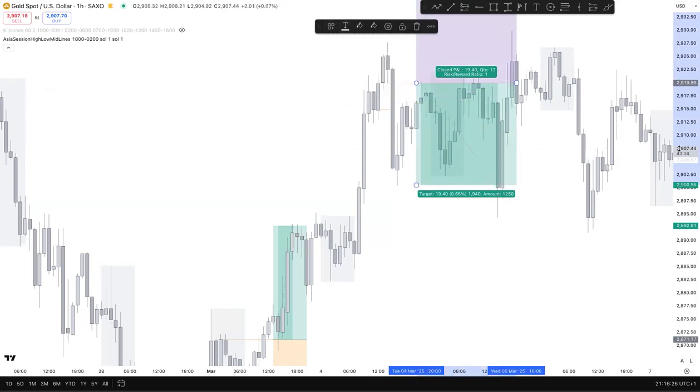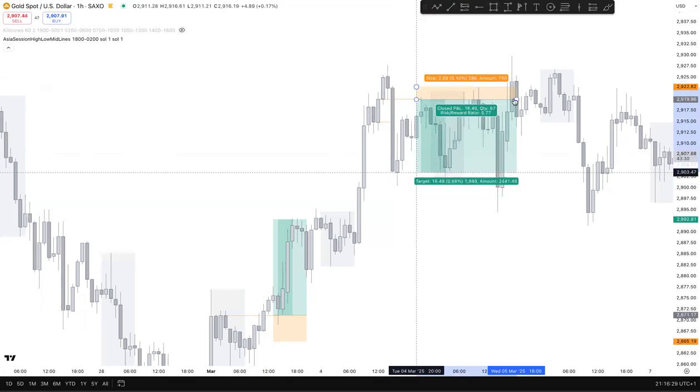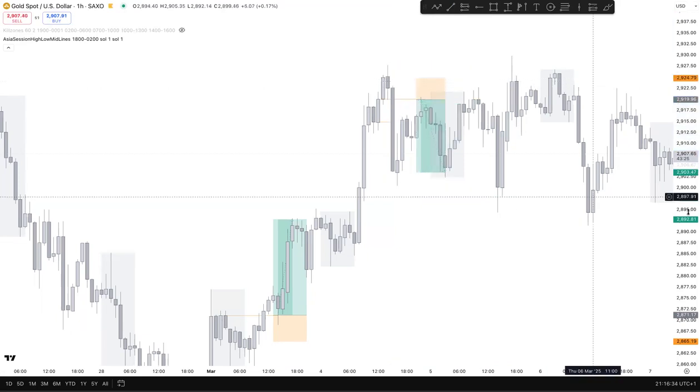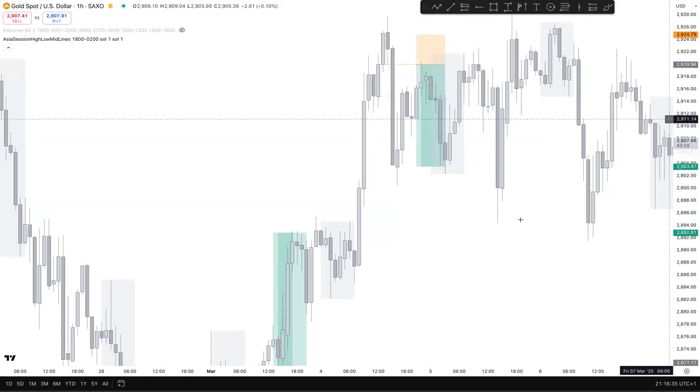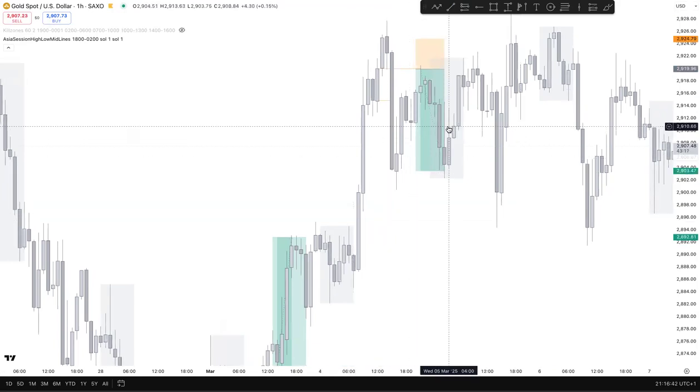Price used that same key level for the sell at this point. And this will be your entry, stop loss above this high. That will give you a 1 to 3 ratio, 1 to 3 reward. This was done on Tuesday through Wednesday Asian session.